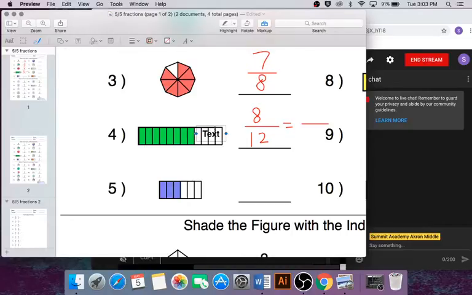So our greatest common factor is 4. So because of that, we're going to divide our numerator and our denominator by 4. So 8 divided by 4 is 2, and 12 divided by 4 is 3. So our fraction reduces down to 2/3.